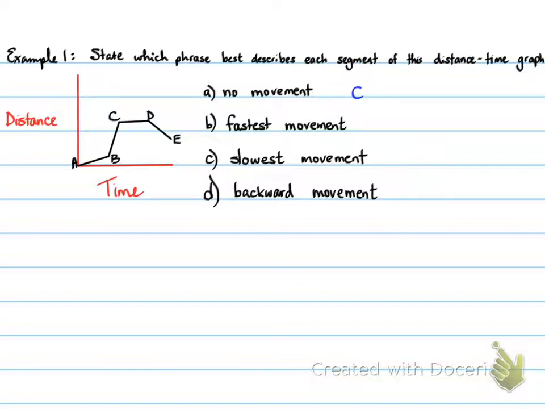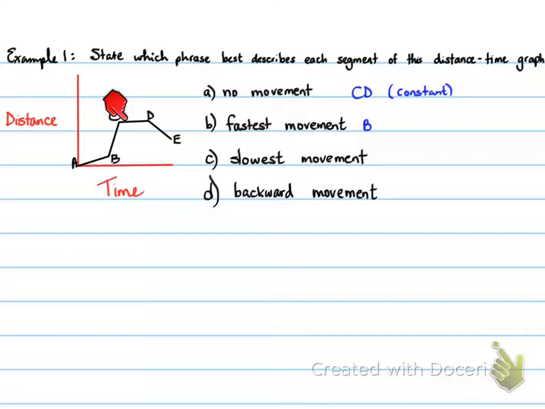Here we go. And now we're going to look at no movement. Which one of these has no movement? Distance remains constant. That's right. That should be CD. Every horizontal line indicates that no movement has occurred in a distance time graph. So the horizontal line has a constant value. It's constantly the same.